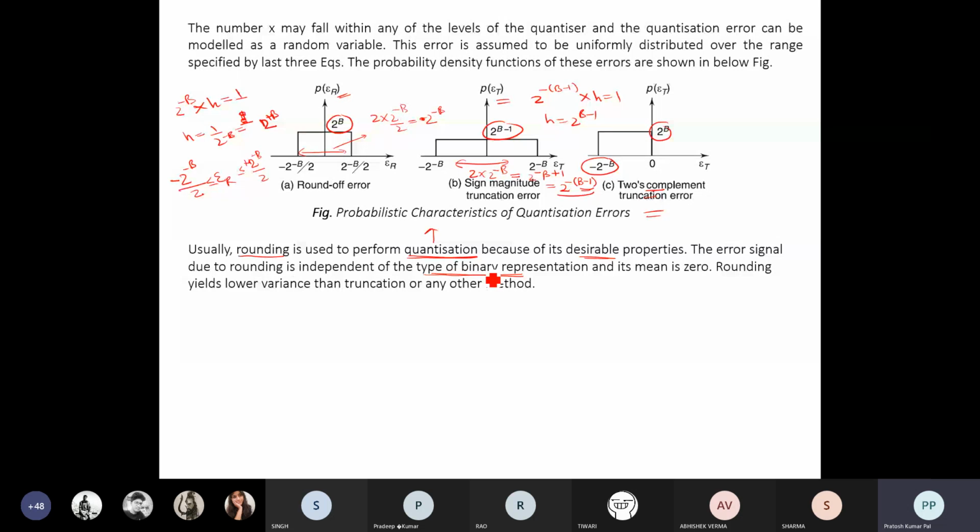Also, rounding has a mean value of 0, and it also has a lower variance. Lower variance means the variation between the different values while doing the rounding is lower. So that's why we go for rounding to quantize a given number, and we deal with the rounding technique for quantization instead of truncation.